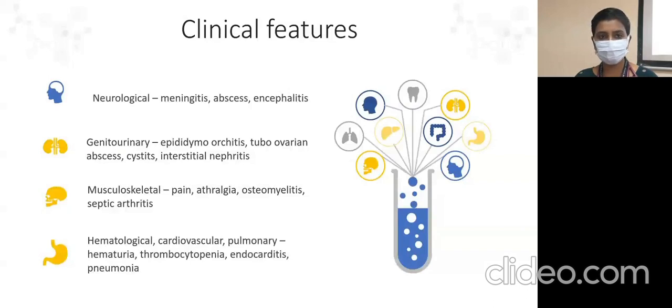Genitourinary is also second most common after the musculoskeletal. The male can have epididymo-orchitis, and the female tubo-ovarian abscess. Cystitis and interstitial nephritis are not common, but it can present in that way. Musculoskeletal pain and arthralgia is the most common presentation after fever, and they can also have osteomyelitis and septic arthritis. Hematological, cardiovascular, and pulmonary involvement usually happens in severe disease. So they can present as hematuria, thrombocytopenia, culture-negative endocarditis, and sometimes pneumonia.